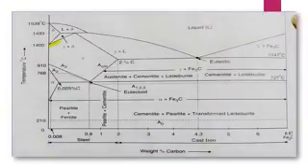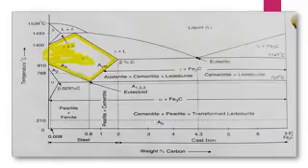So this is your austenite phase. As you can see here, the gamma symbol is there. The colored figure represents the austenite region.